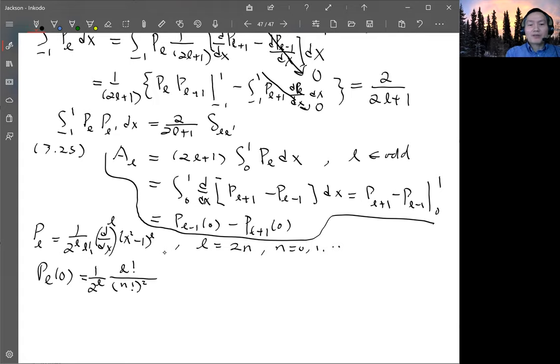And you have a minus 1, so you have a minus 1 to the L over 2 times. That would be the coefficient. Okay, and alpha 2 is just N.